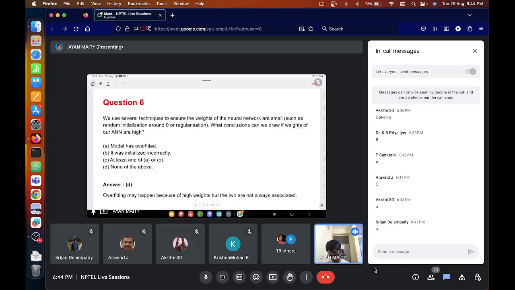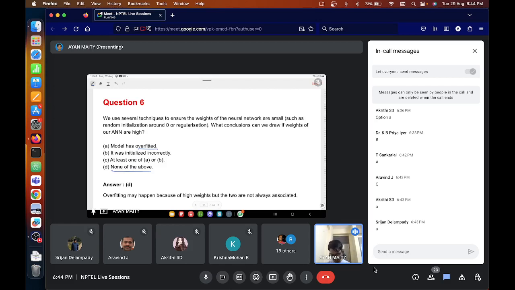So the correct answer here is none of the above. The first option says that the model has overfitted. We cannot say that an overfitted model should have high weight values. There is no correlation between these two; overfitted models might also have very small weight values. Overfitting basically means that it is trying to model even the noise and outlier points, which is not necessary. So it is not generalizing well, it is trying to fit or classify even the noise and outlier points. In that case the model is overfitted, but that doesn't mean that weight values would be very high.